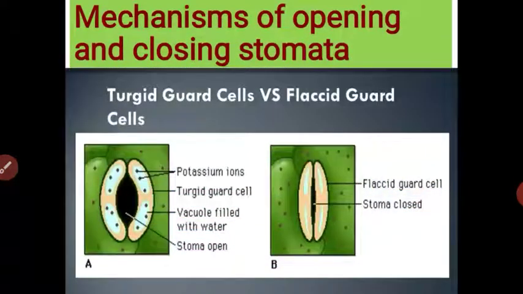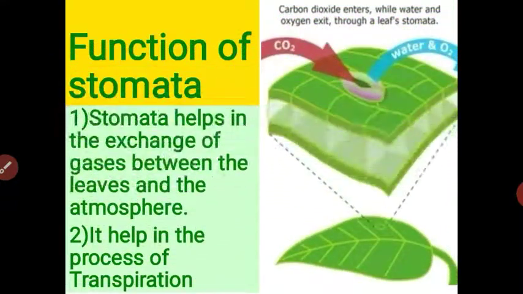When the guard cells are turgid, filled with water and swelling up, the stomata is open. And when the guard cells shrink and lose water, in the flaccid condition, the stomata is closed. The main function of stomata is to exchange carbon dioxide and water between the leaf and the atmosphere, and with the help of stomata the plant can transpire. Got it, student? What is the structure, function, and mechanism of opening and closing of stomata?